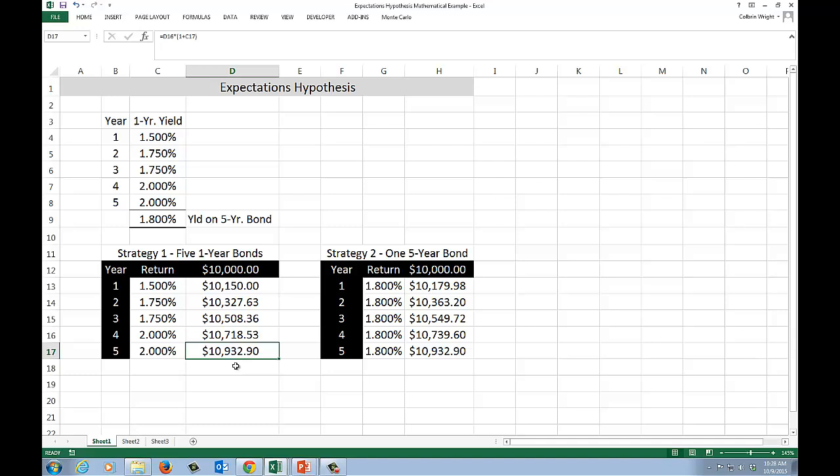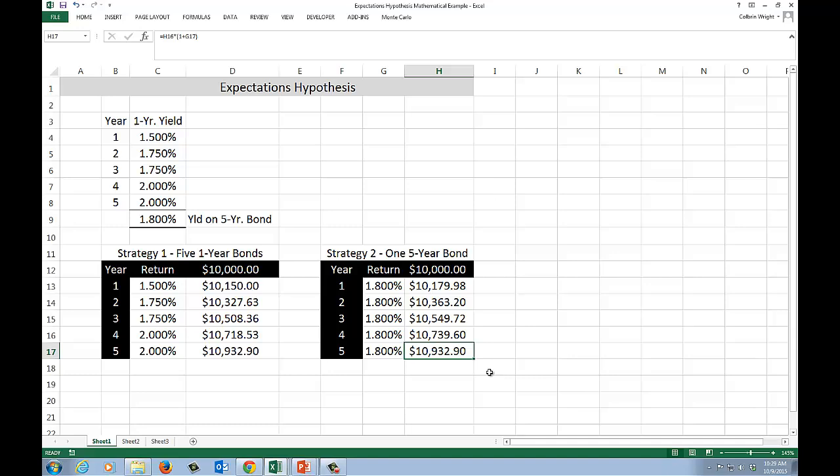$10,932.90. Alternatively, you could just invest in the one 5-year Treasury bond, whose yield right now is simply the average of all of these 1-year Treasury yields that we expect over the next 5 years. If you invest in that one 5-year bond, then you would earn 1.8% each year for the next 5 years, and you would end up with $10,932.90.